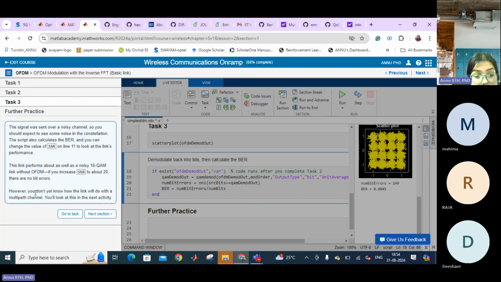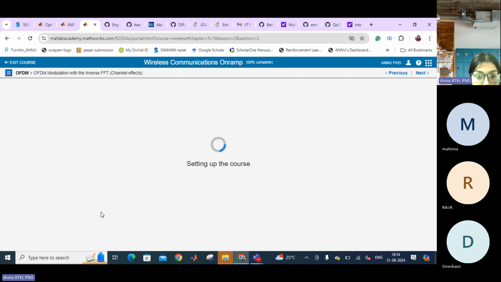However, this doesn't let you know how the link will do with multipath. You will see that in the next activity. Right now, we didn't simulate multipath as part of the channel. We only had this AWGN. So we will see that multipath also with the channel effects.